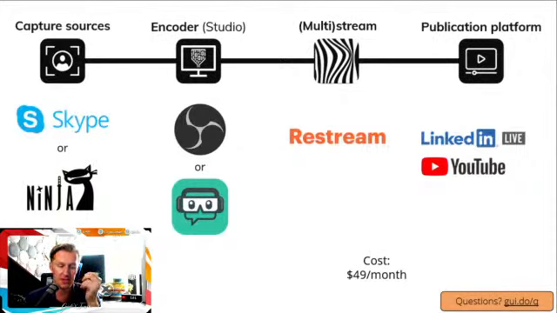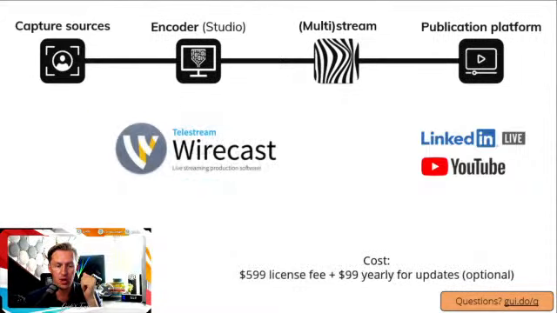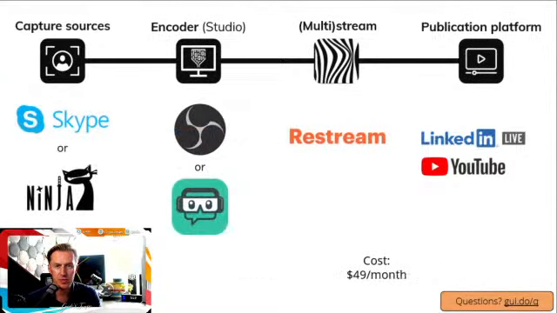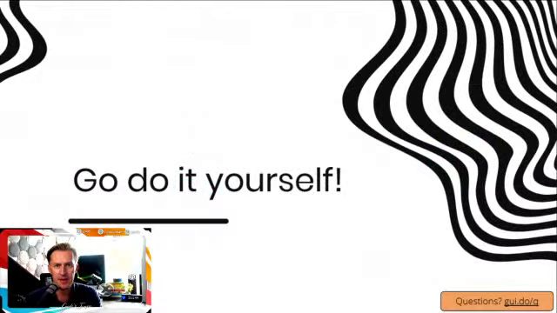Since both these encoders don't support LinkedIn, which is a requirement for me, I need to use another tool, a multi-stream tool that supports LinkedIn, which in this case is Restream. And this is now complete. And this only costs $49 a month. That's much less compared to the Wirecast solution, which is $600 plus $100 yearly. So this is my resolution. And I would love for you to find your ideal solution. Like I said, there are a lot of different use cases. This was just one of a lot of them.